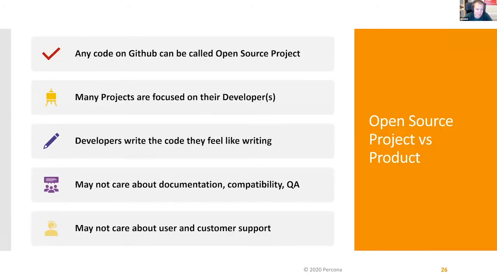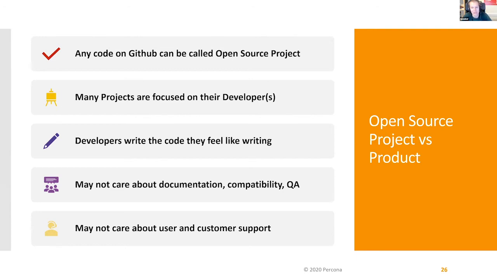Another thing I think is very good to consider is the difference between the open source project and the open source product. Some people use those terms interchangeably, but I think there is a very important difference between those two. Any code on GitHub, GitLab, or wherever could be called an open source project, of course. What I think is interesting is that many open source projects are, or at least can be, focused on the developer or developers.